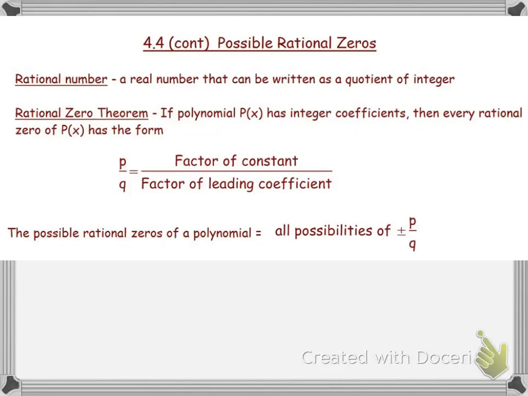So the rational zero theorem says if a polynomial p of x has integer coefficients, then every rational zero of p of x is going to be of the form p over q, where p is a factor of the constant and q is a factor of the leading coefficient. So to find all the possible rational zeros of the polynomial, you find all the possibilities of any p over q.